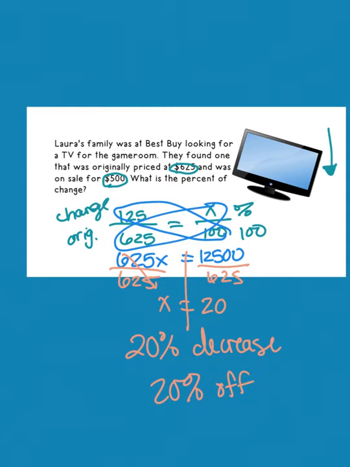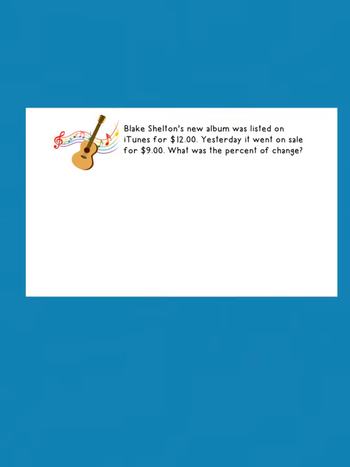Okay, let's do another problem. Blake Shelton's new album was listed on iTunes for $12. Yesterday, it went on sale for $9. What was the percent of change? So I know I'm going to have change over original equals percent over 100. So first of all, I need to figure out how much did it change. Well, it was $12 and now it's $9. So how much did it change? $3.